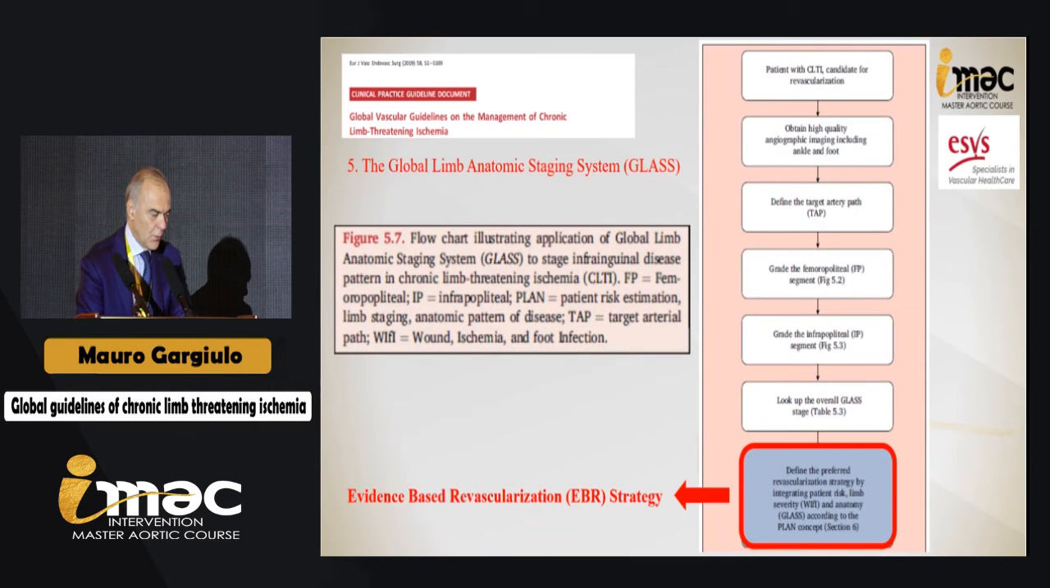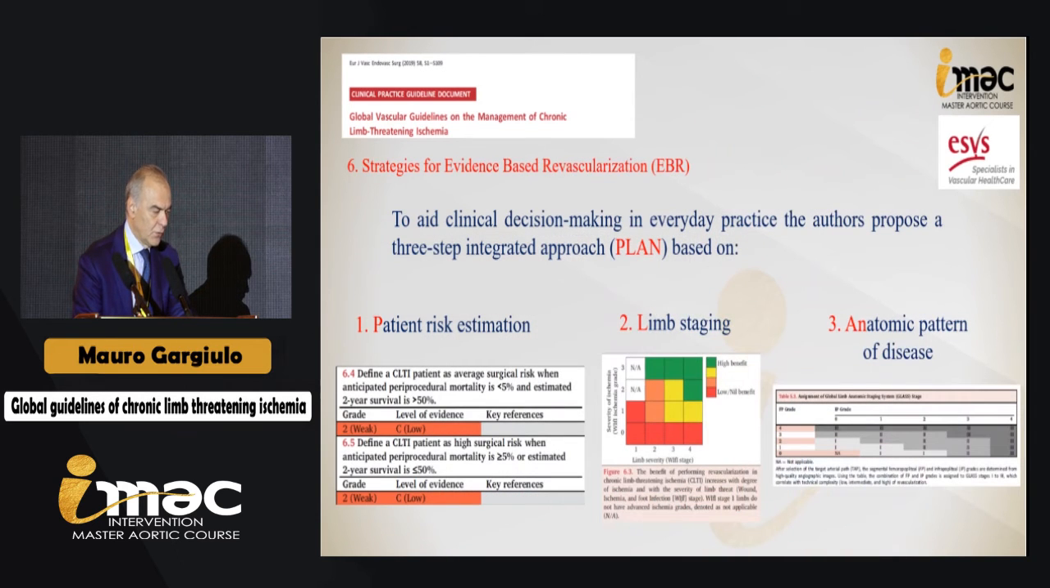After this evaluation, we can start with the strategy of revascularization, and then we can start with the PLAN concept, which is a new concept, very important in our clinical practice for decision making. This PLAN is based on patient risk estimation according to the risk of mortality after 2 years and the perioperative mortality, limb staging according to the WIfI classification and limb severity of ischemia, and the anatomic pattern of the disease.